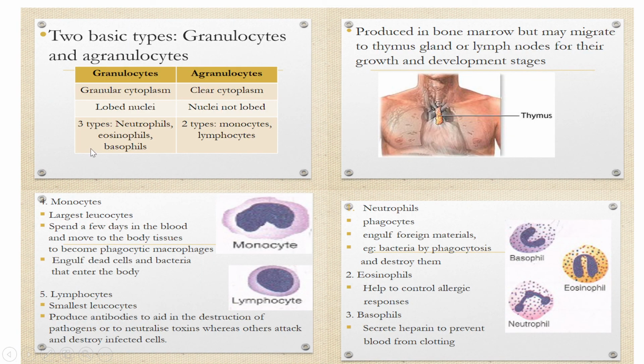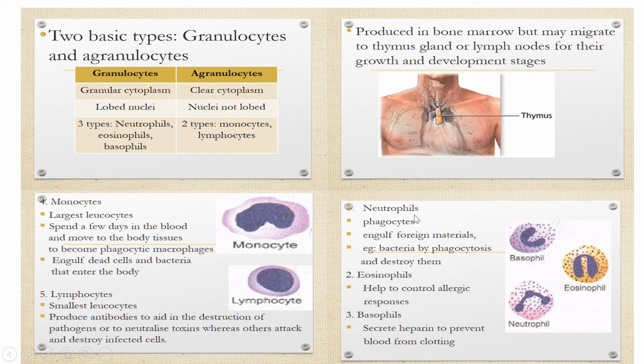Now among these agranulocytes, the monocyte is the largest. They are the ones that will become the phagocytic macrophages, eating up dead cells and also bacteria. And we have the lymphocyte, which is the smallest leukocyte, and that is the one producing antibodies to help in the destruction of pathogens and to neutralize toxins.